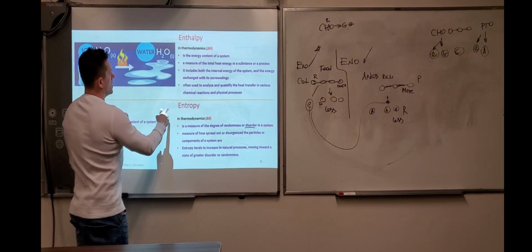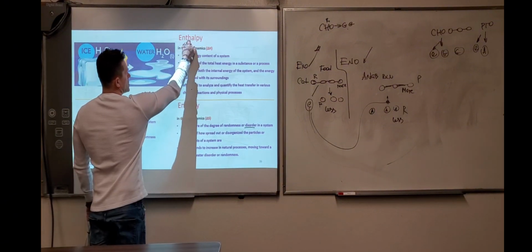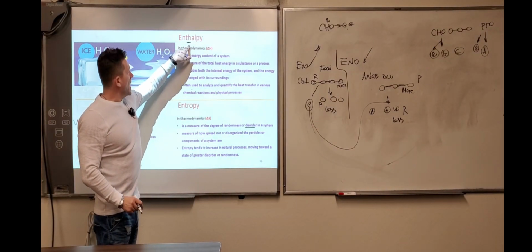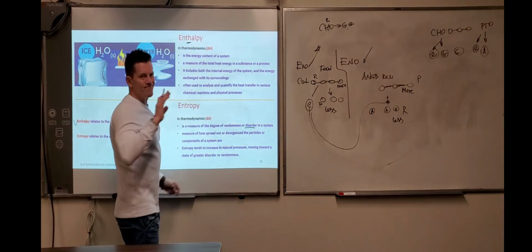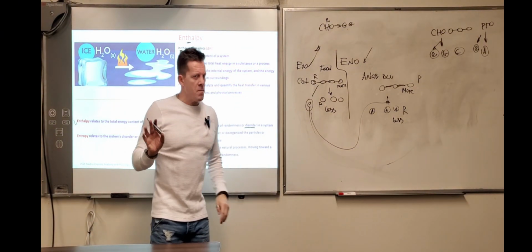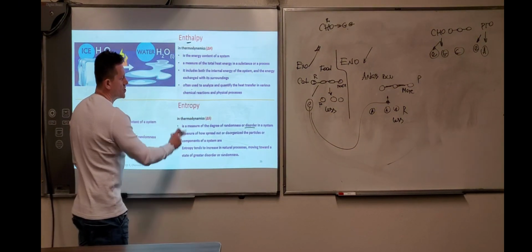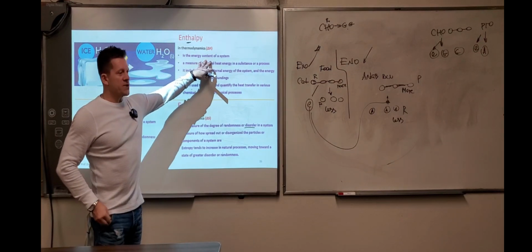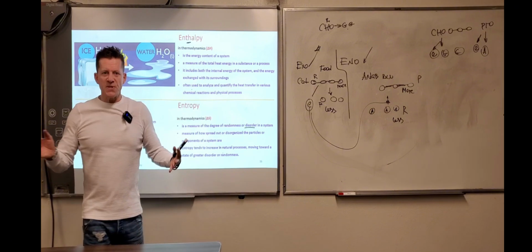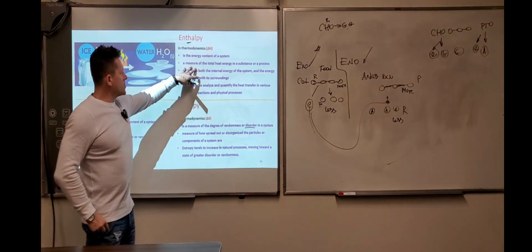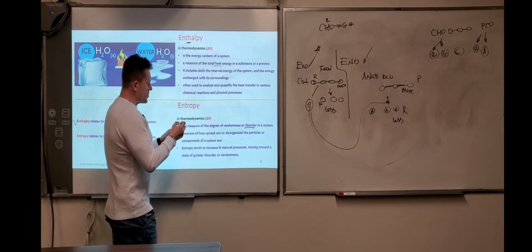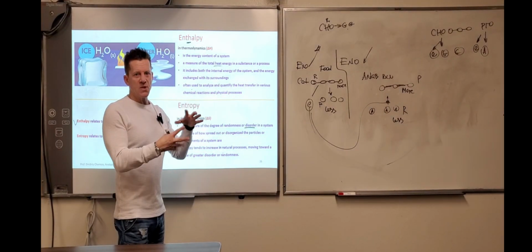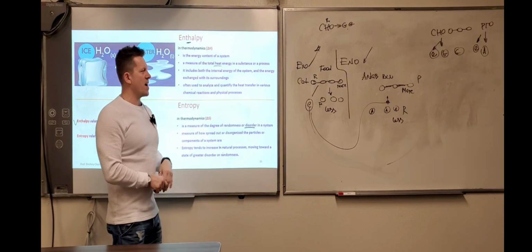So H. Enthalpy, H. H represents heat. Again, it has nothing to do with that, but it's easier to remember. The other one doesn't have H, so that's a disorder. So the enthalpy is the energy content of the system, the whole energy within the closed system. A measure of the total heat of energy in a substance or a process. Substance, closed environment, or the process creating the reactants.